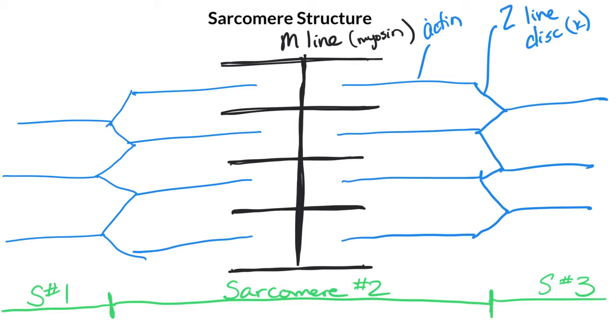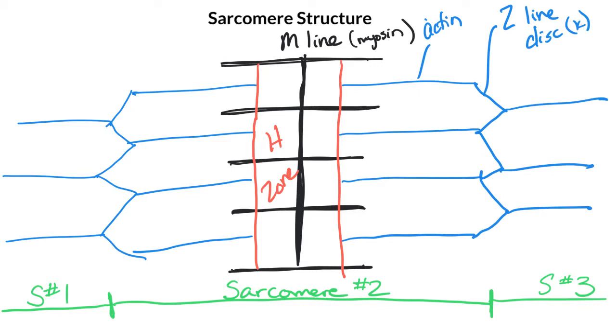Now there are certain zones and areas that we can see. So here in the middle, where there's only myosin, this is called the H zone. So when we look at the H zone, it's the middle of the myosin, but there's no actin.